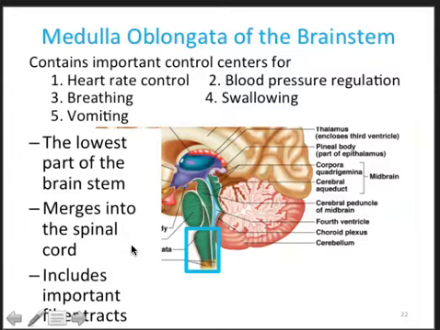It merges into the spinal cord, and it includes a very important set of fiber tracts that cross from right to left and left to right. So this is a major site of decussation. If you were to look at the medulla oblongata from the front, it would look like it had a pair of miniature baseball bats right next to each other on the anterior aspect. Those are called the pyramids, and those are the sites where the fibers actually cross from right to left and left to right in a large number of motor and sensory pathways.